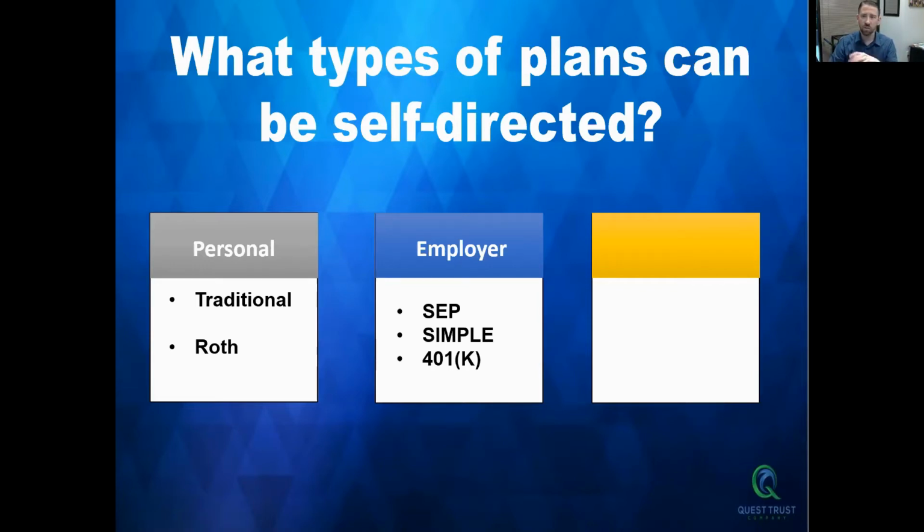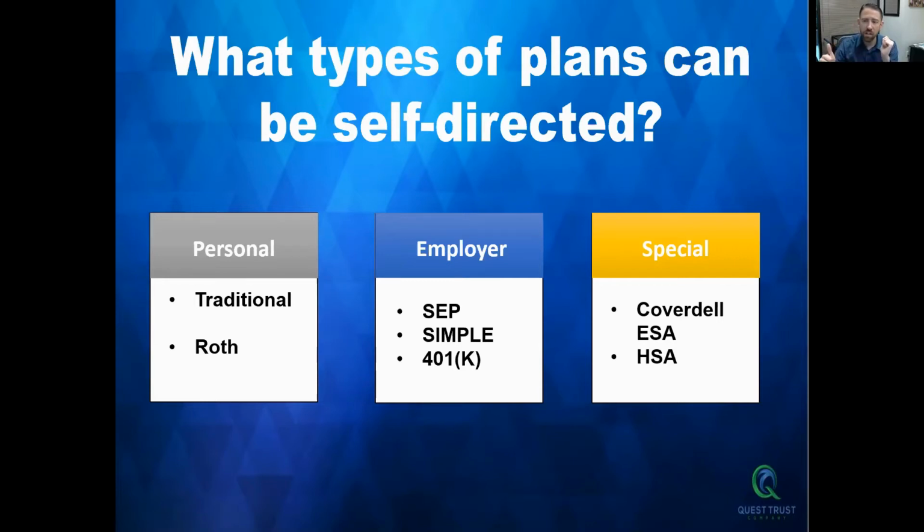Okay? So when we look across the board, we do offer everything you see on the screen: the SEPs, the SIMPLEs, the 401ks, traditional IRAs, Roth IRAs, they're all great. But we do offer something unique as well, and it's these specialty plans that you see here. We also offer a Coverdell Education Savings Account, ESA, CESA, depending on who you talk to, it's what it's called, and a health savings account.